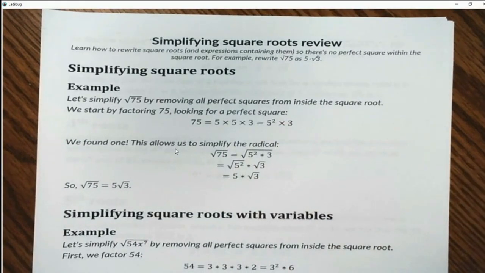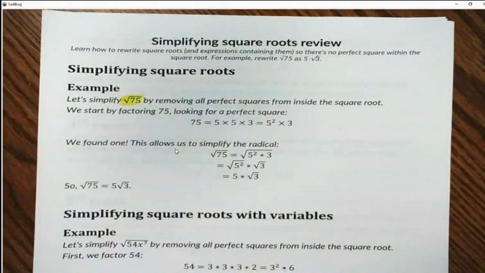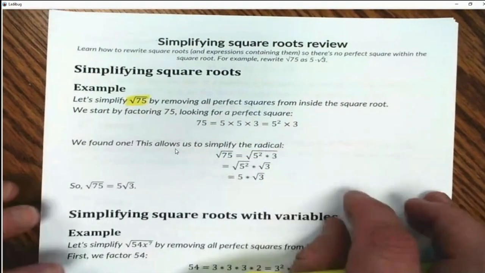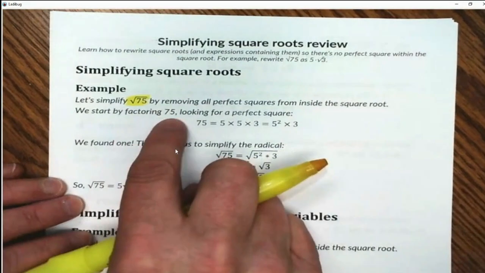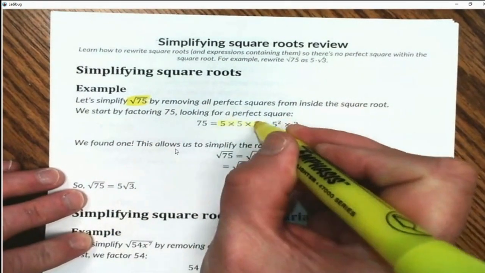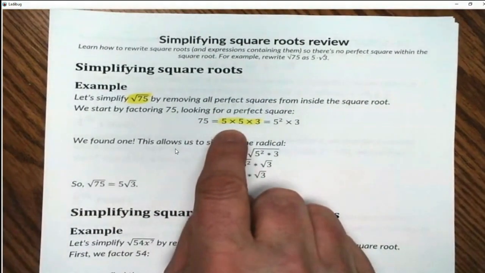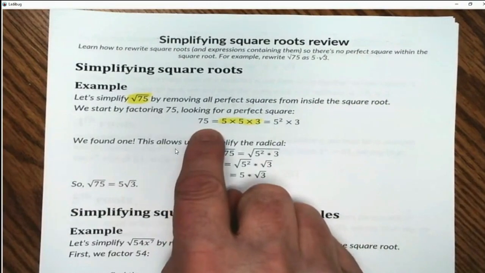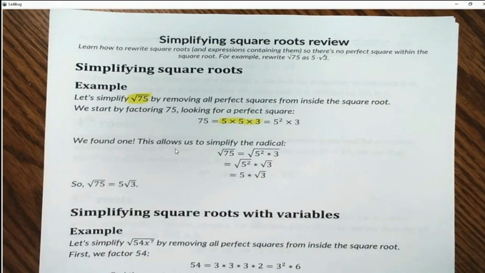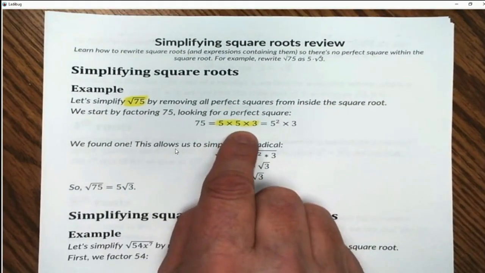So if we are simplifying the square root of 75, what we're going to do is pull out all the perfect squares that are underneath there. So we got to look at factoring 75. So 75 is the same as 5 times 5 times 3, because 5 times 5 is 25. 25 times 3 is 75. So when we bring it down to its smallest possible factors, it's 5 times 5 times 3.